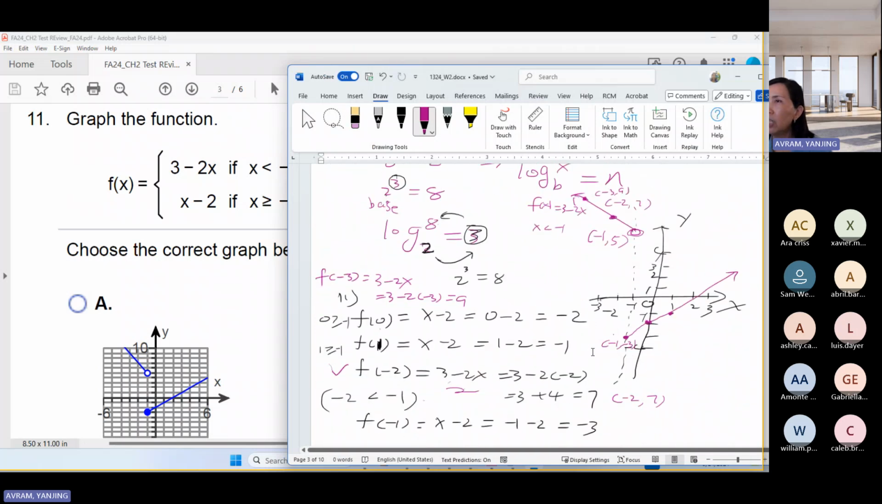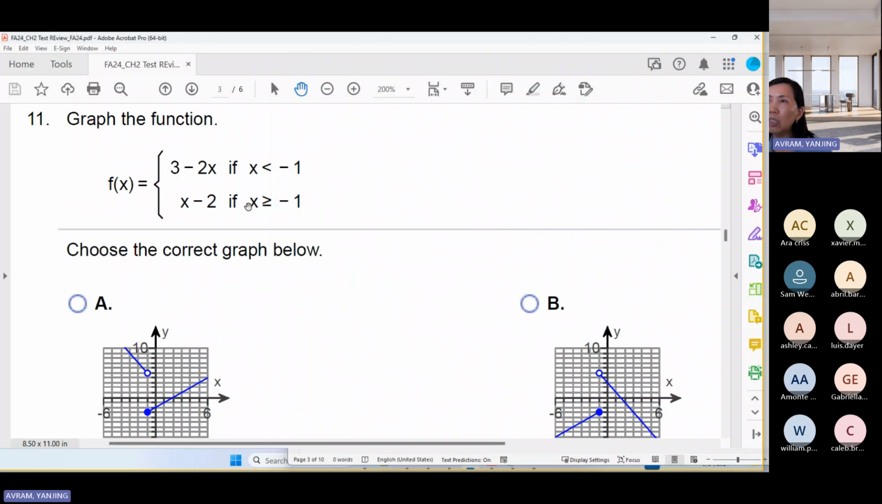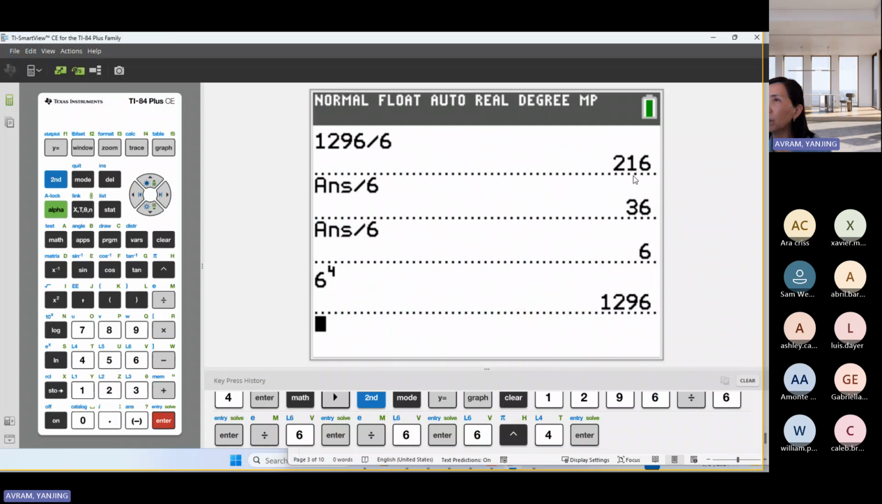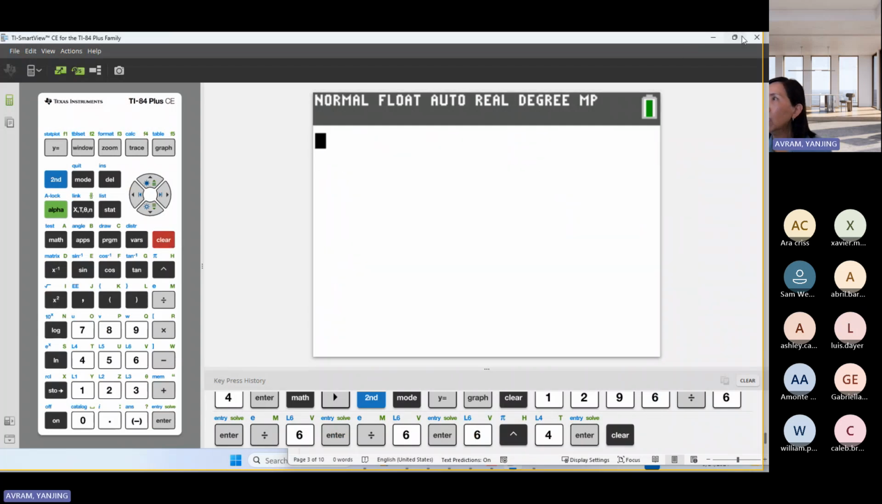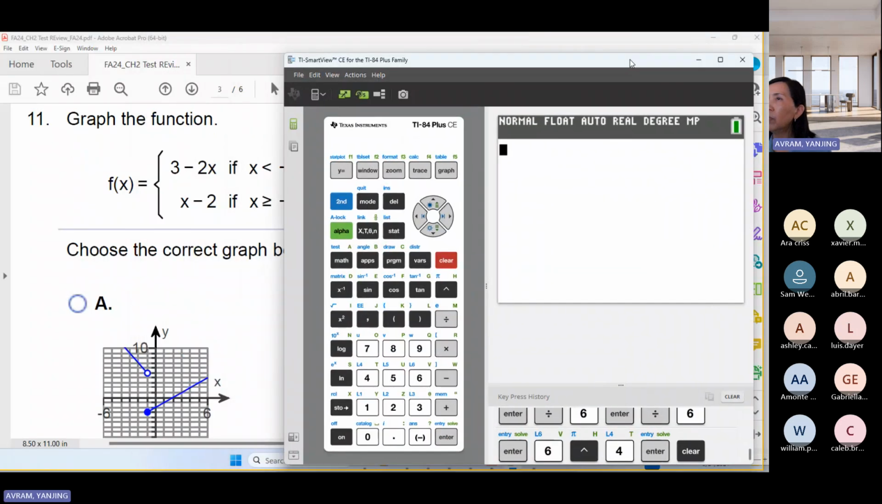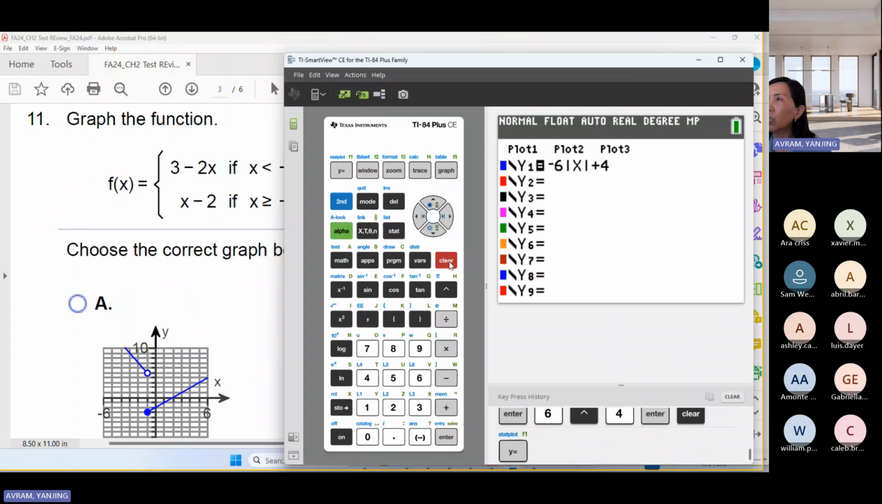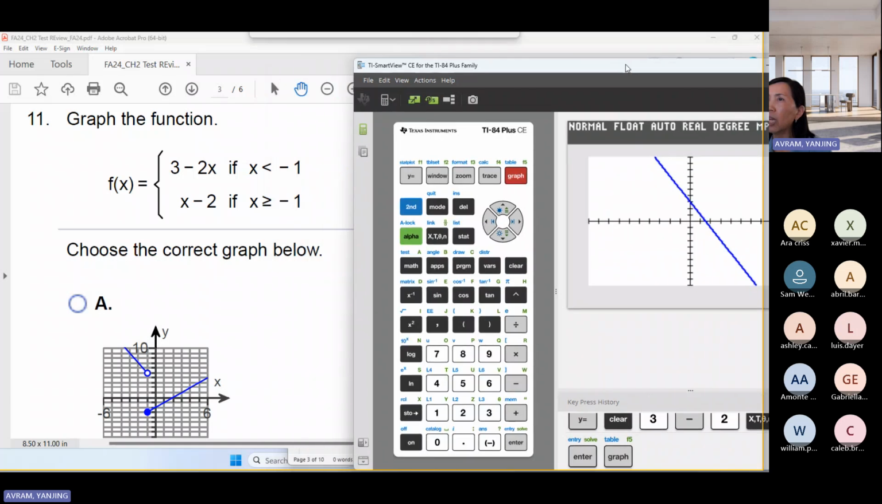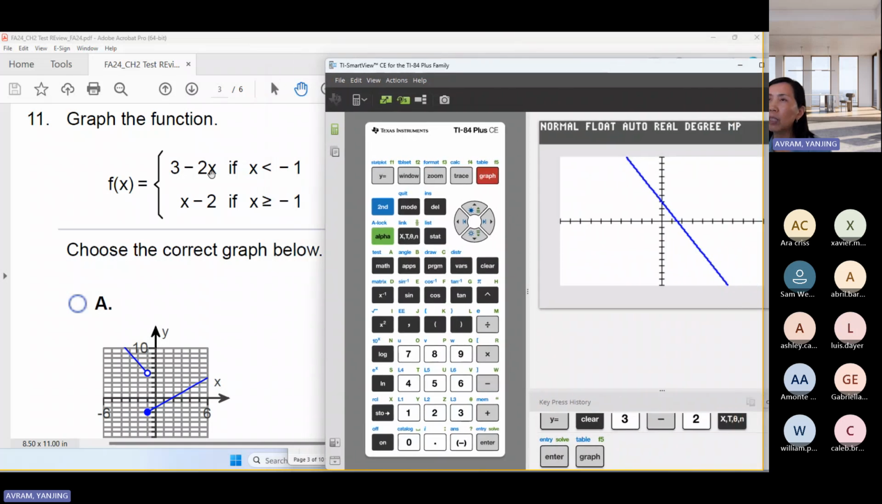Sometimes people ask, is there any way I can put this whole thing in a calculator? Well, kind of. I can show you how to use a calculator if you really want to graph piecewise. One thing is you have to limit the x condition. If you do not limit the x's, look at it. If I graph 3 minus 2x, you're going to graph the entire x value, because the domain for x by default is all real numbers.